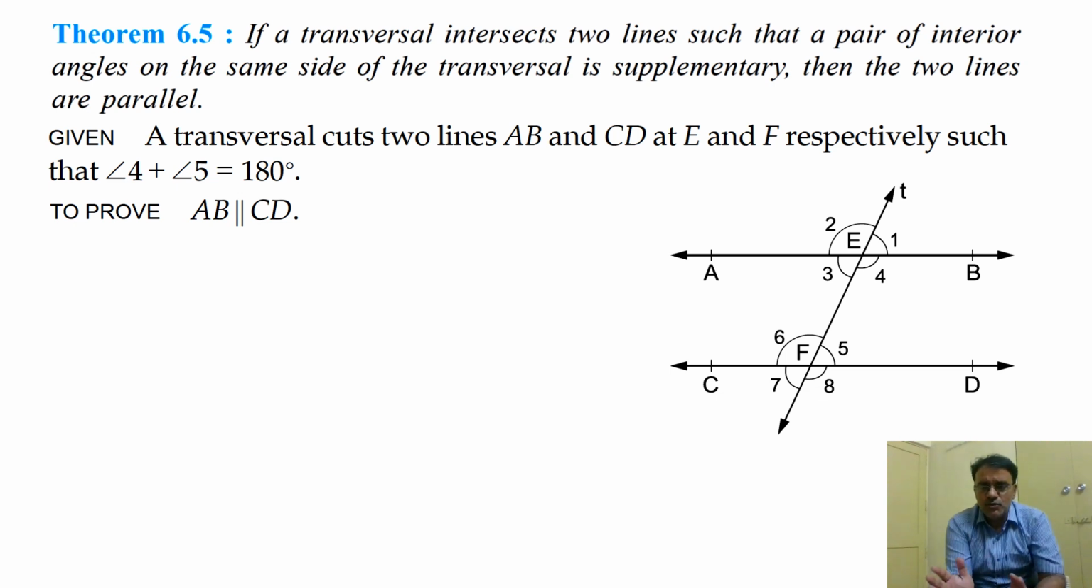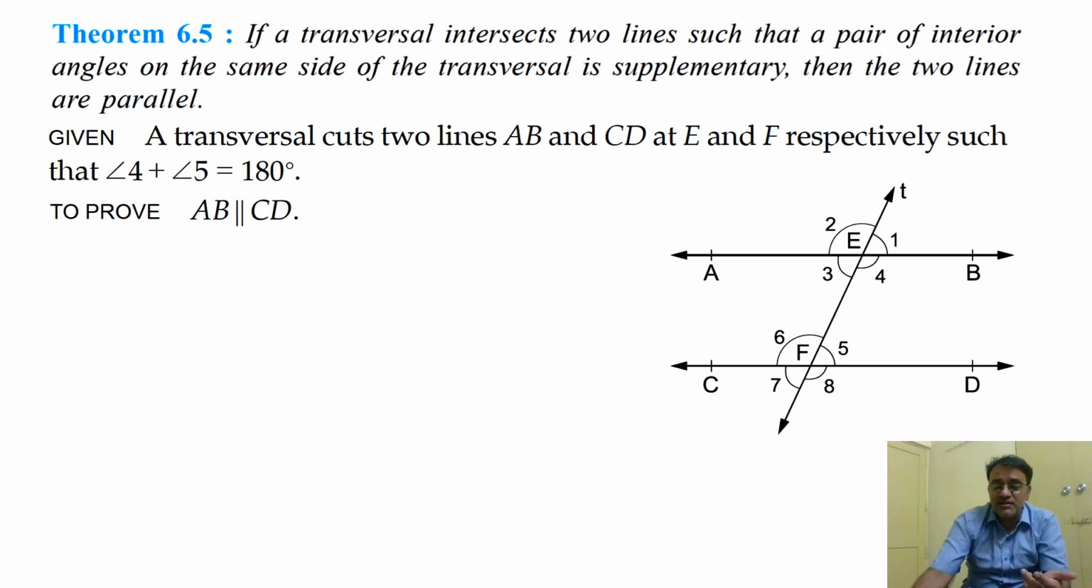Now here also we don't require any construction. Now we will start with what is given, angle 4 plus angle 5 is equal to 180 degree. Okay, and what is angle 1 plus angle 4?